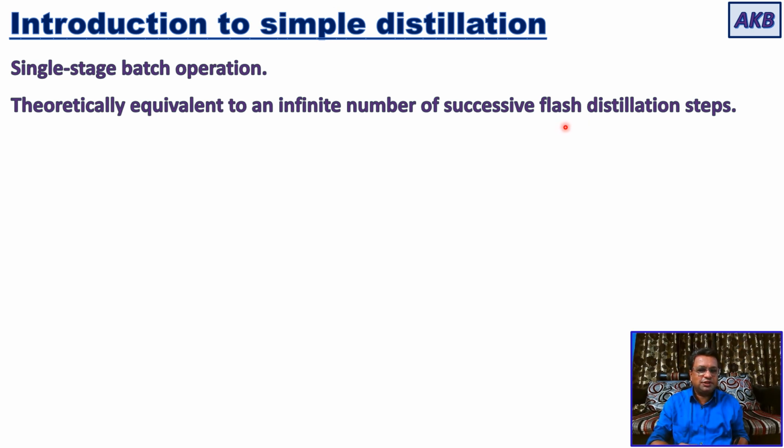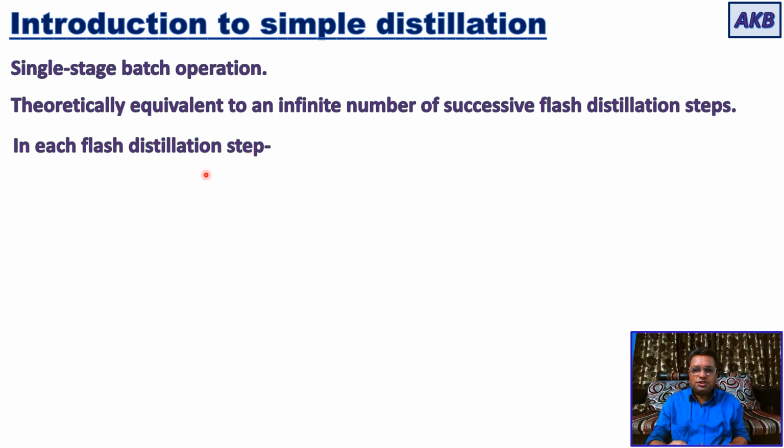You please go and watch that video. So simple distillation, you can say that theoretically, or ideally, it is equivalent to an infinite number of successive flash distillation steps. Infinite flash distillations occurring in a successive manner. So the net result is simple distillation. That's why I'm saying simple distillation is theoretically equivalent to an infinite number of successive flash distillation steps.